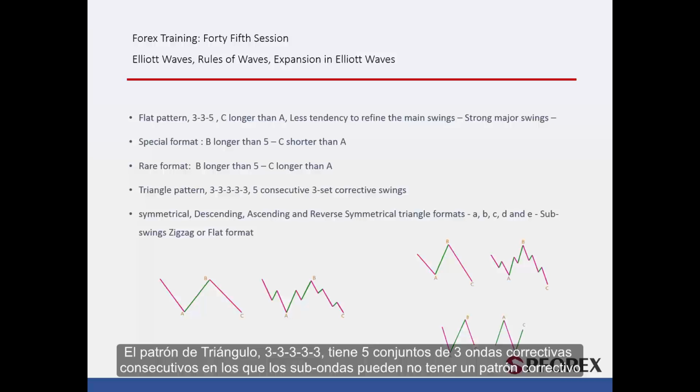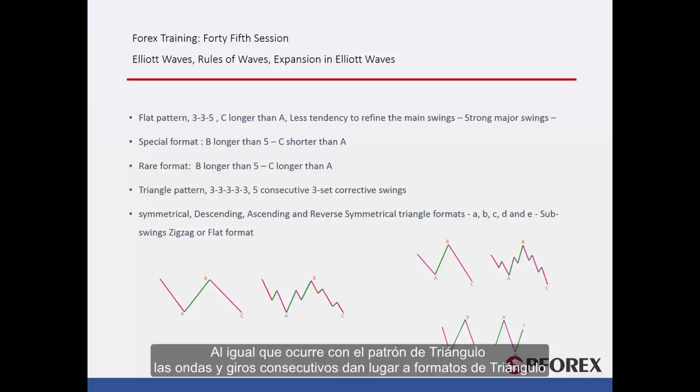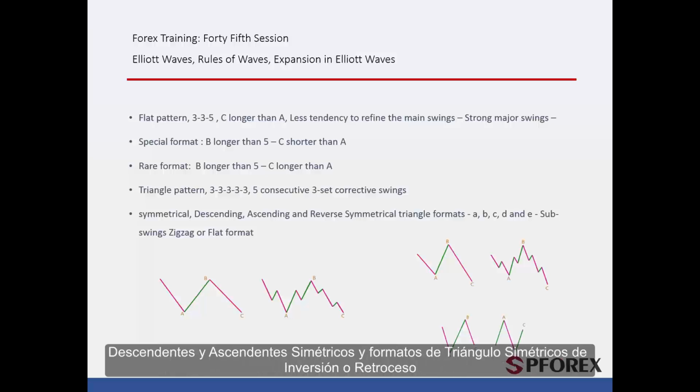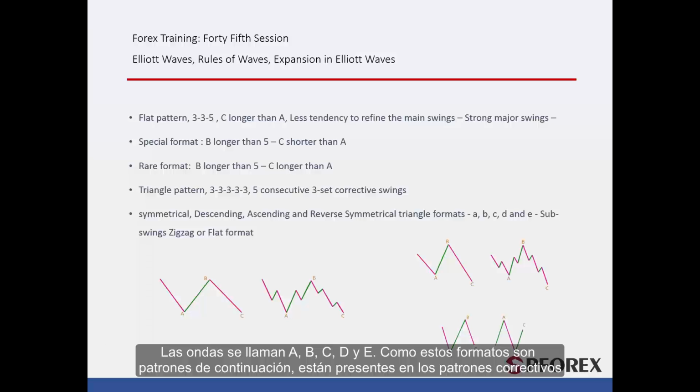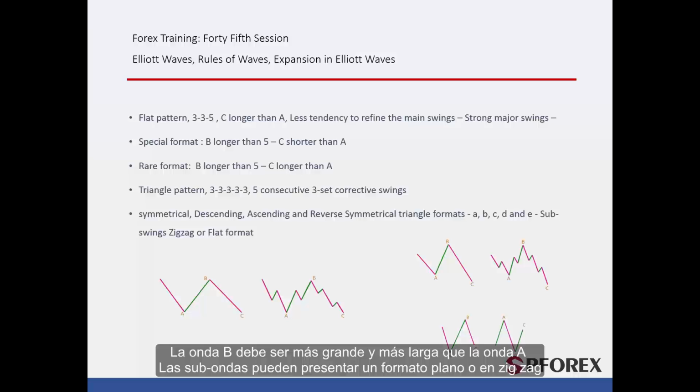Triangle pattern, 3-3-3-3-3, has 5 consecutive 3-set corrective swings. That subswing may not have a corrective pattern. Just like a triangle pattern, the consecutive waves and swings form symmetrical, descending, ascending and reversal symmetrical triangle formats. Swings are named A, B, C, D and E. Since these forms are continual patterns, they are present in corrective patterns. Wave B must be larger and longer than wave A. Subswings can have zigzag or flat format.